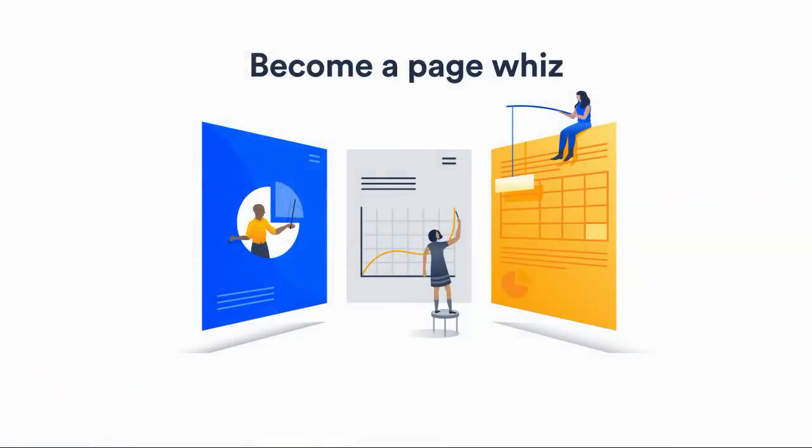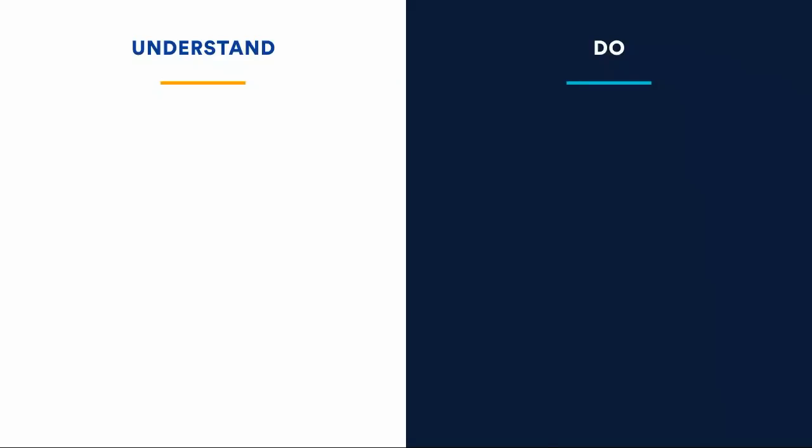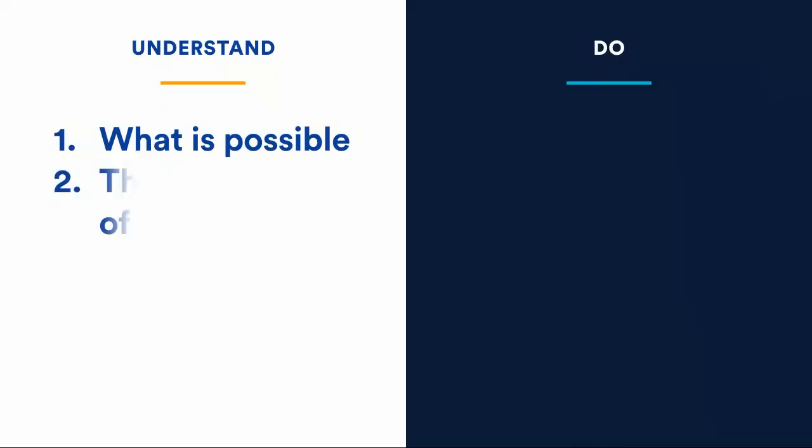Try to focus on the concepts, and try to glean a few tips that you can go back and implement right away in your Confluence instance. So first, let's talk about how to become a page whiz. You must understand what's possible to create, and then the core ingredients of any page. That gives you the foundation for making an awesome page.